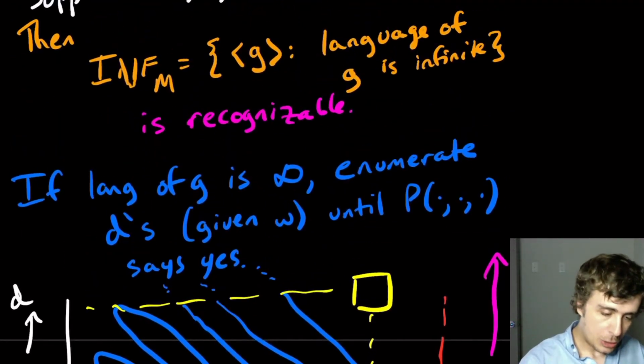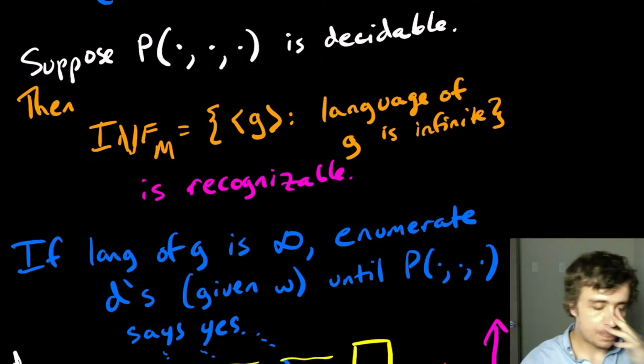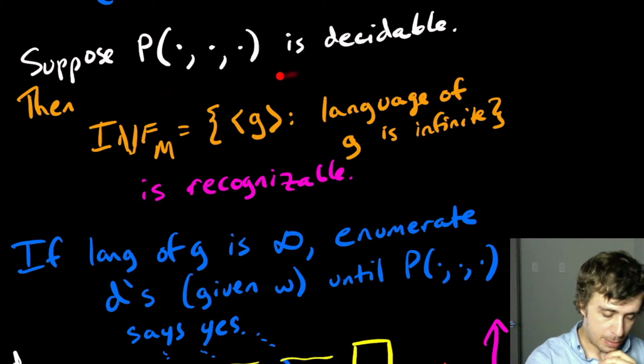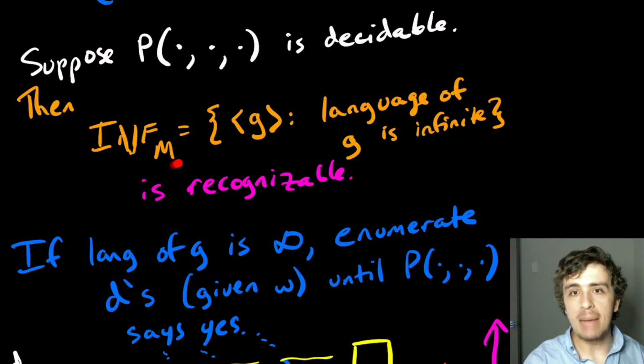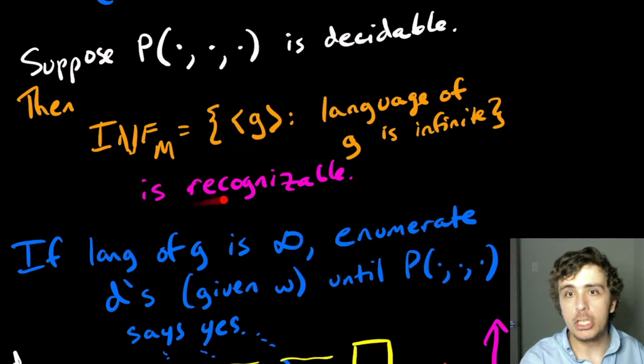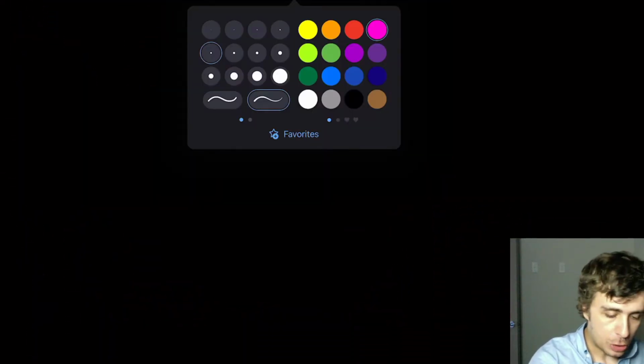So if this predicate is decidable, and we're going to assume this, then the infinite language corresponding to that particular model, which we encoded by G, is recognizable. Now, I want to show just briefly that the infinity problem for LBAs, which correspond to context-sensitive languages, is not recognizable.